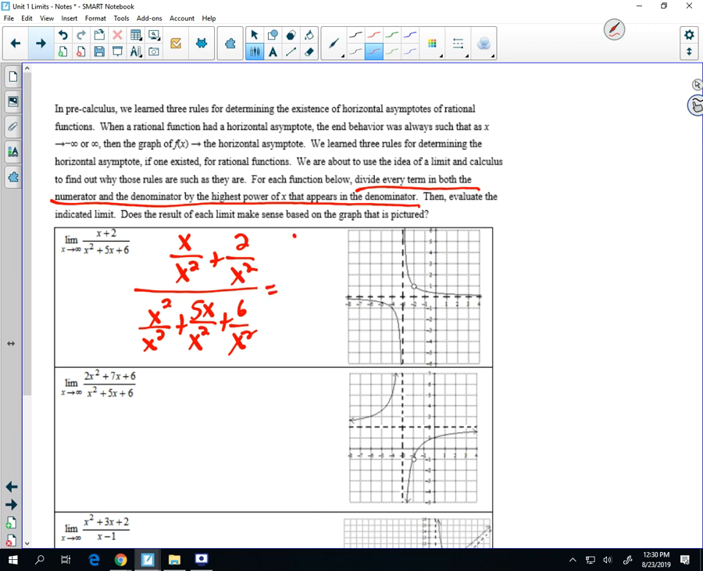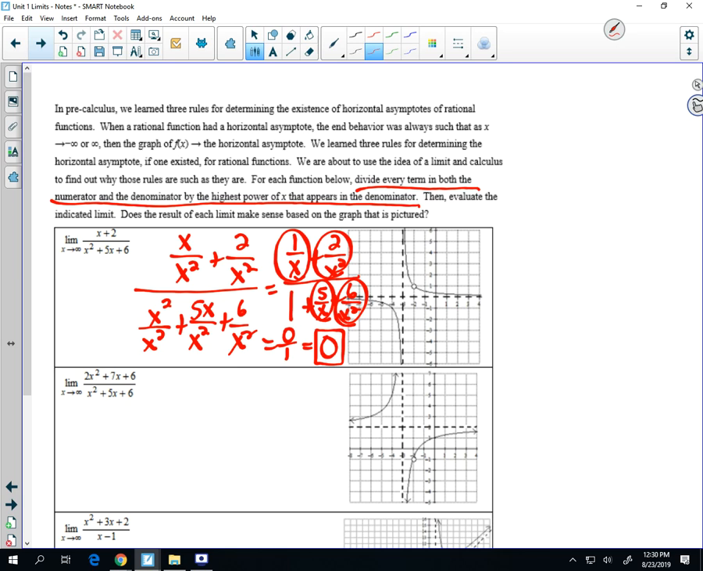And I would get 1 over x plus 2 over x squared over 1 plus 5 over x plus 6 over x squared. And again, as x gets bigger, these are all going to go to 0. So look what we're left with: 0 over 1, which is 0 as an answer. Which is why when the degree of the numerator is less than the denominator, you're always going to have nothing left on top and a number left on bottom.